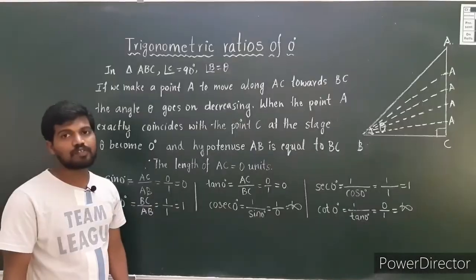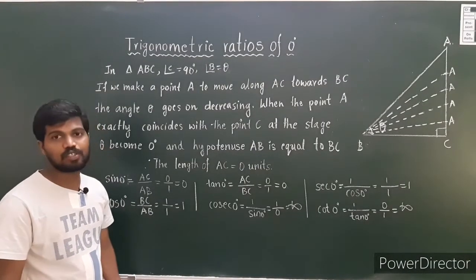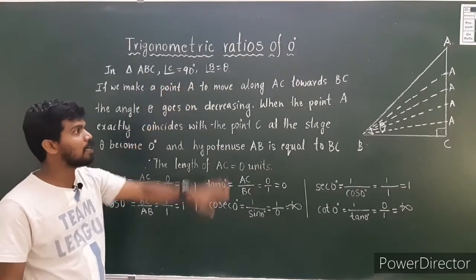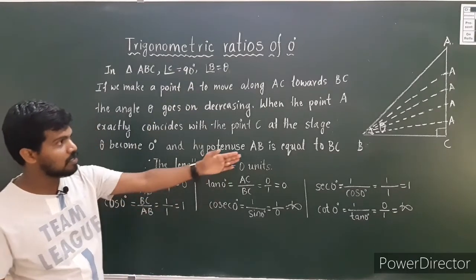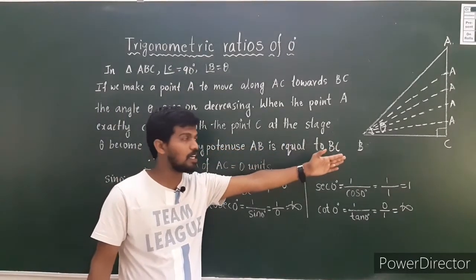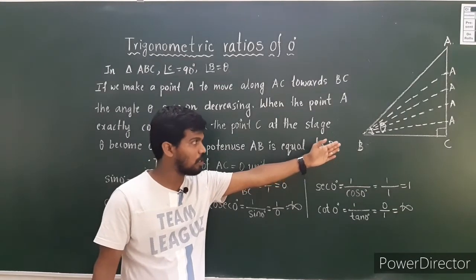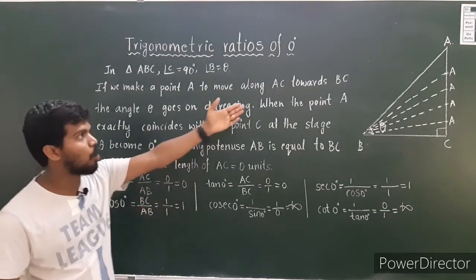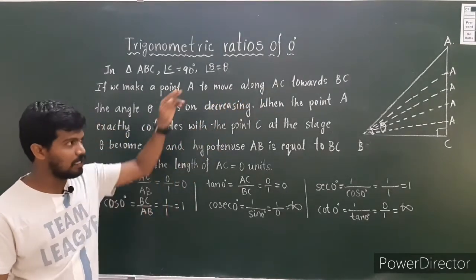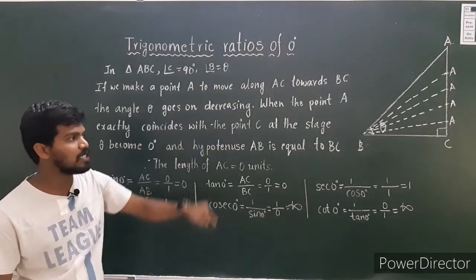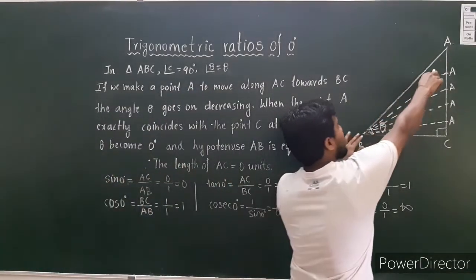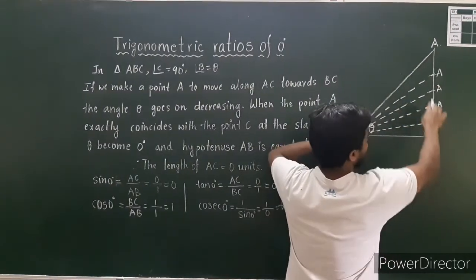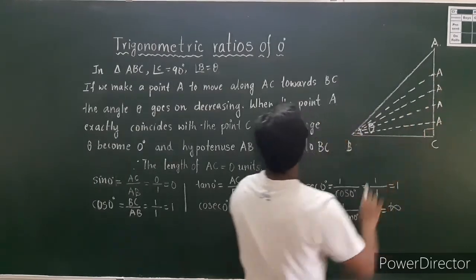So trigonometric ratios of 0 degree. In a triangle ABC, angle C is 90 degrees and angle B you consider as theta. If you make point A move along AC towards BC, so point A is here, that line is moved along AC towards BC.